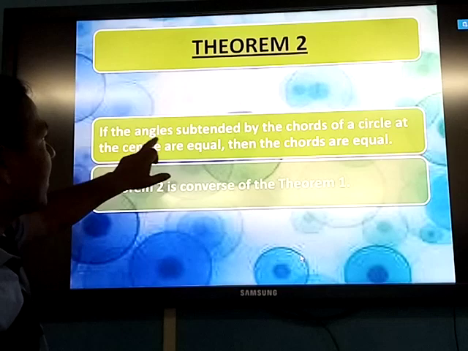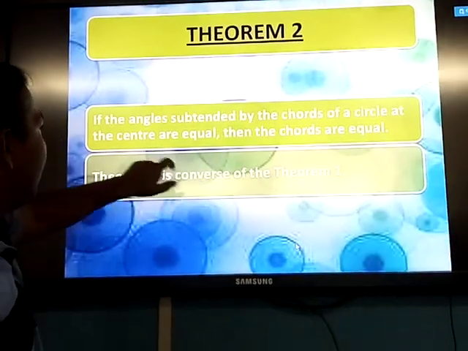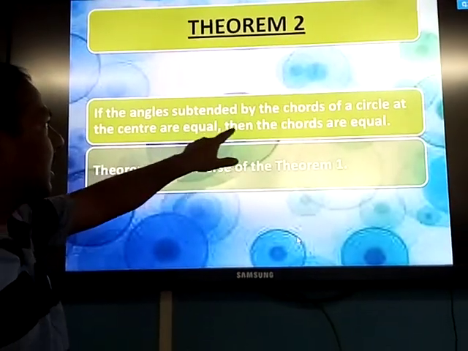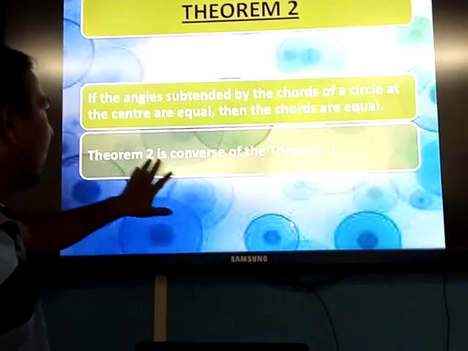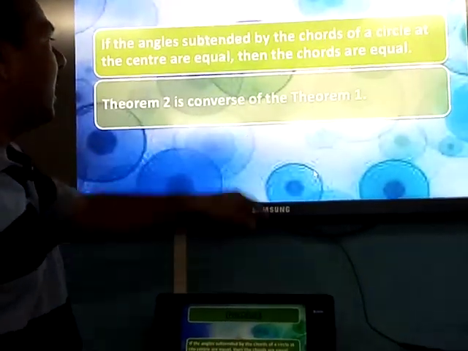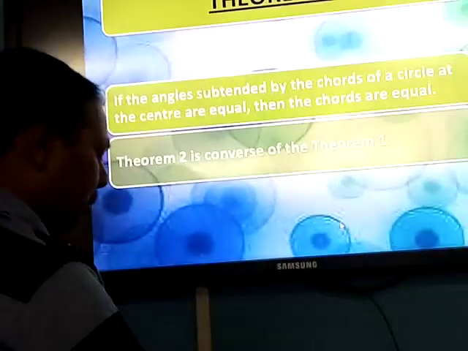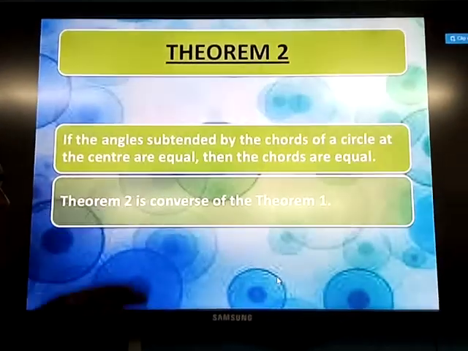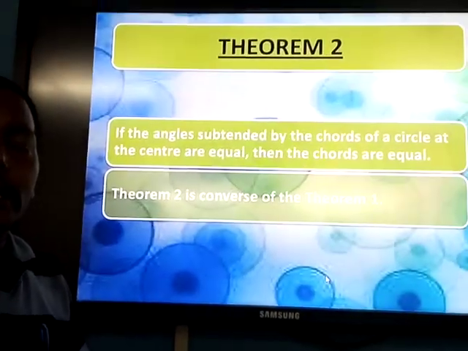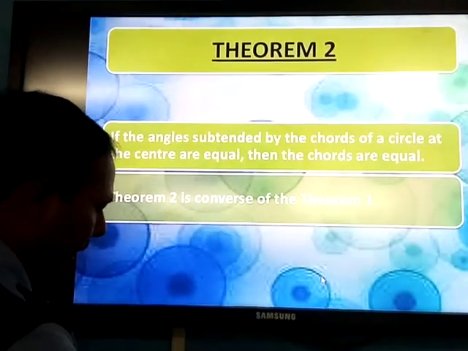If the angles subtended by the chords of a circle at the center are equal, then the chords are equal. You can prove this theorem as the converse of the theorem proved before. In this situation, you should also prove that the given two triangles are congruent.